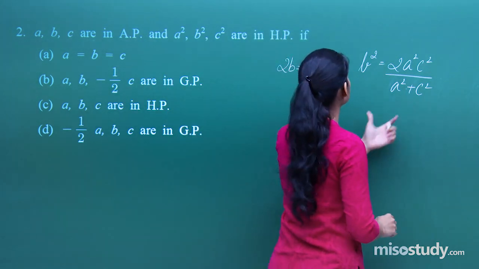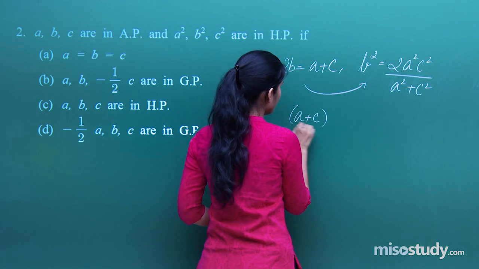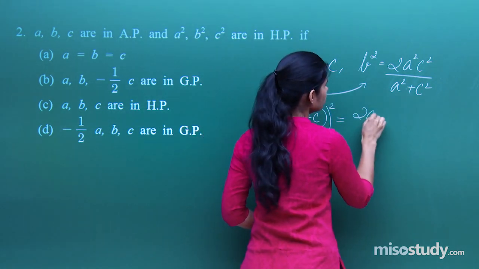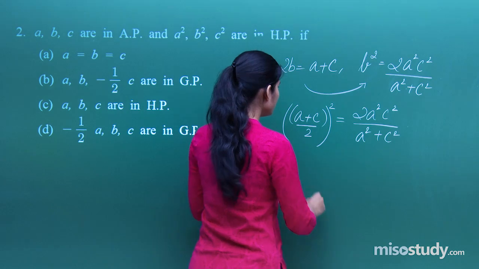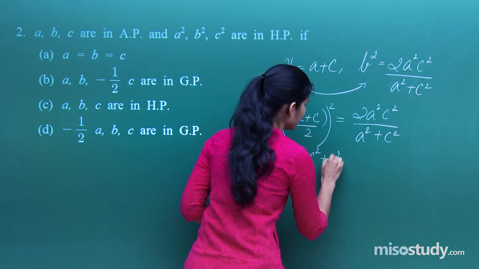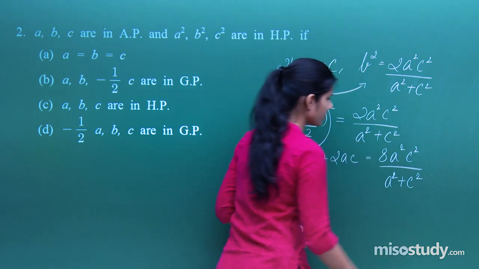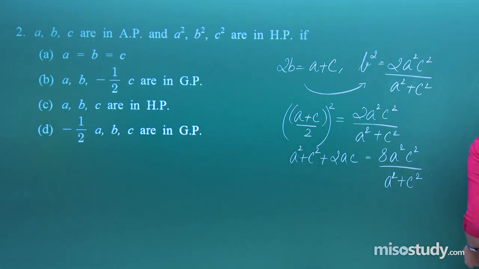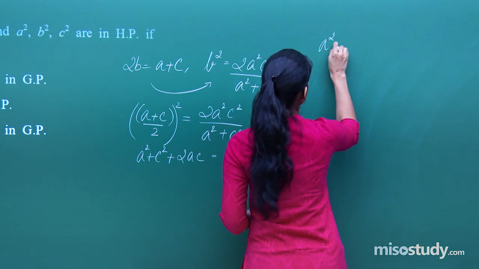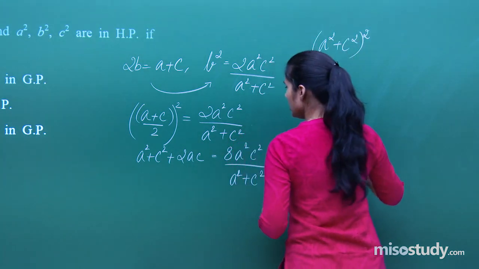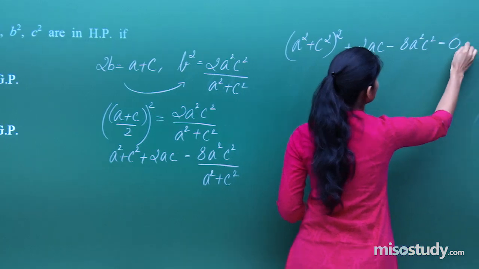So, understand, over here, if I just eliminate b, because b is (a plus c) by 2, I plug it in over here, I get ((a plus c) by 2) whole square equals 2a square c square upon a square plus c square. So, from here, what you get is a square plus c square plus 2ac equals 8a square c square upon a square plus c square. So this eventually gives you what? Let's see. This gives you (a square plus c square) whole square plus 2ac (a square plus c square) minus 8a square c square equals 0.